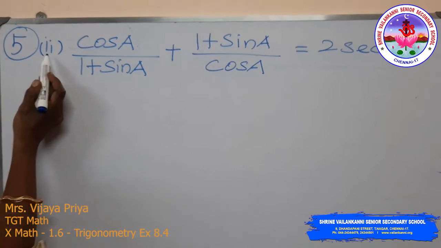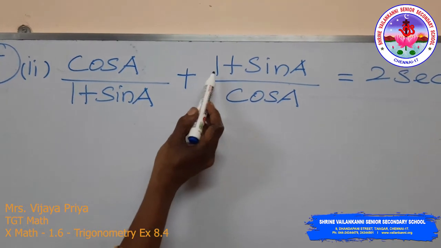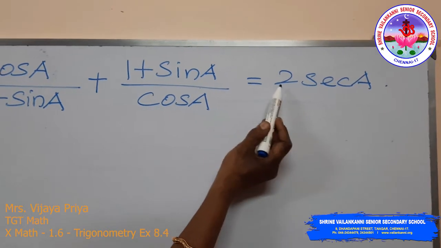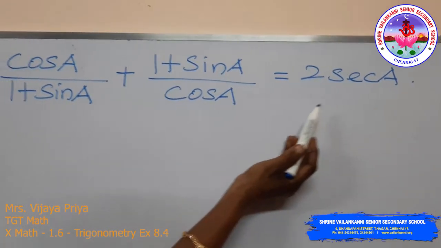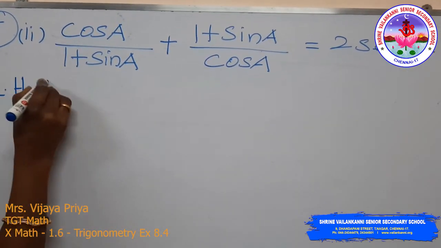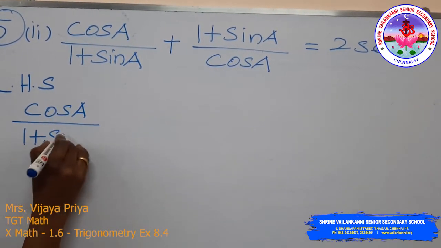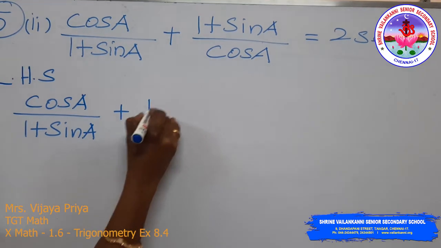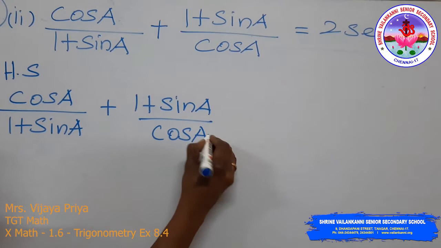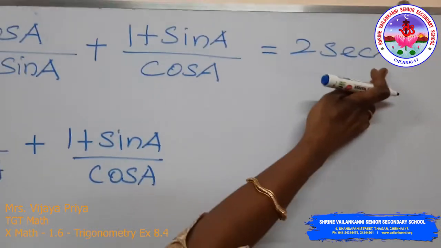Fifth problem, second subdivision: cos A by (1 plus sin A) plus (1 plus sin A) by cos A. We want to prove that this is equal to 2 secant A. So coming to your LHS, cos A by (1 plus sin A) plus (1 plus sin A) by cos A. I want to bring this left hand side answer as 2 secant A.